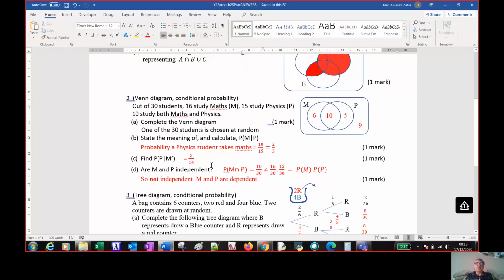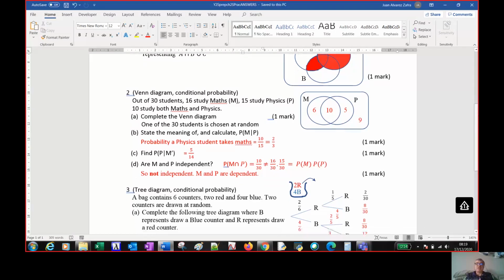In other words, knowing that you're a physics student alters the probability of being a math student, or knowing that you're a math student alters the probability of being a physics student. Okay. So the probability of being a math student, for example, is 16 out of 30. But if you know that you're a physics student, that alters the probability of being a math student with the new information that you have.